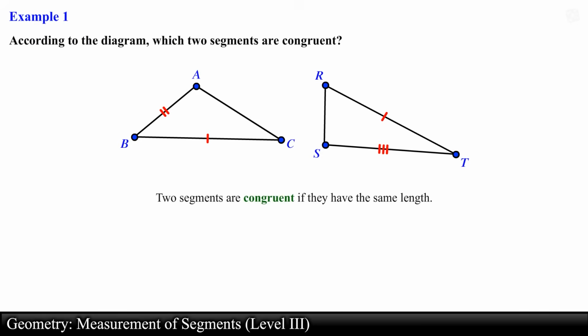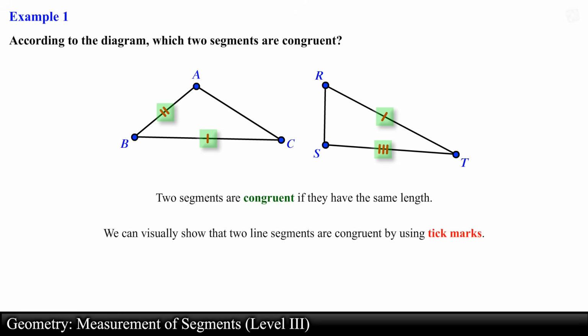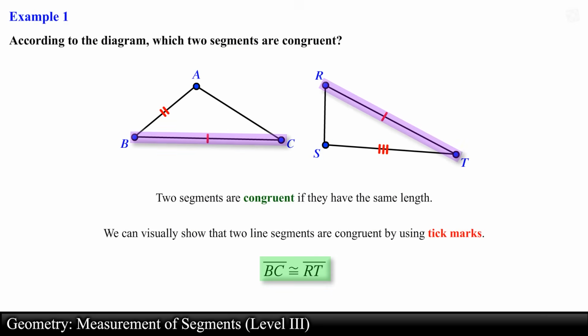Unfortunately, we do not know the lengths of any of the segments shown in the figure, but we do have tick marks. Remember that we can visually show that 2 line segments are congruent by using tick marks. In the first triangle, segment AB has a double tick mark, and segment BC has a single tick mark. In the second triangle, segment RT has a single tick mark, and segment ST has a triple tick mark. Segments that have matching tick marks are congruent, so segment BC is congruent to segment RT. And this is our final answer.